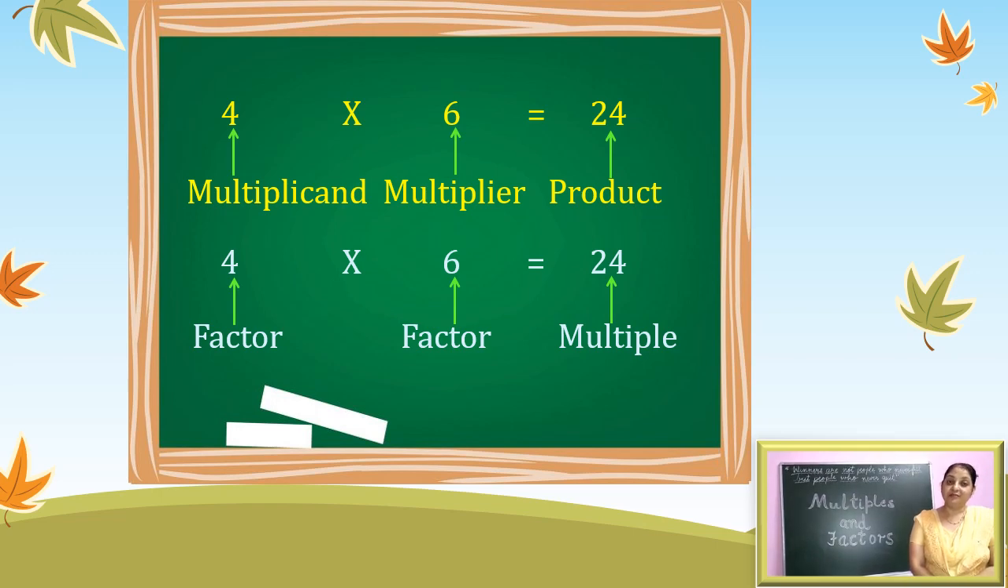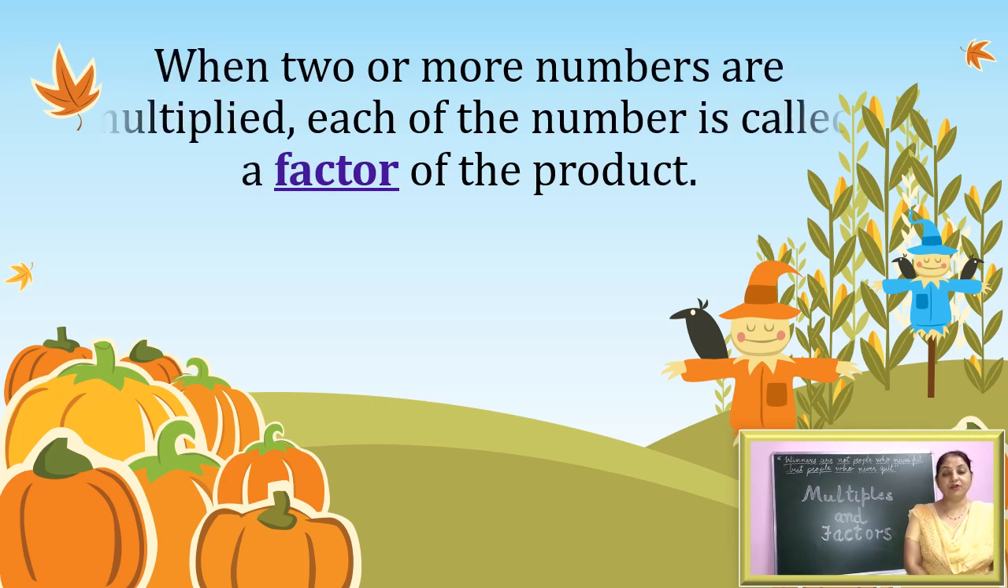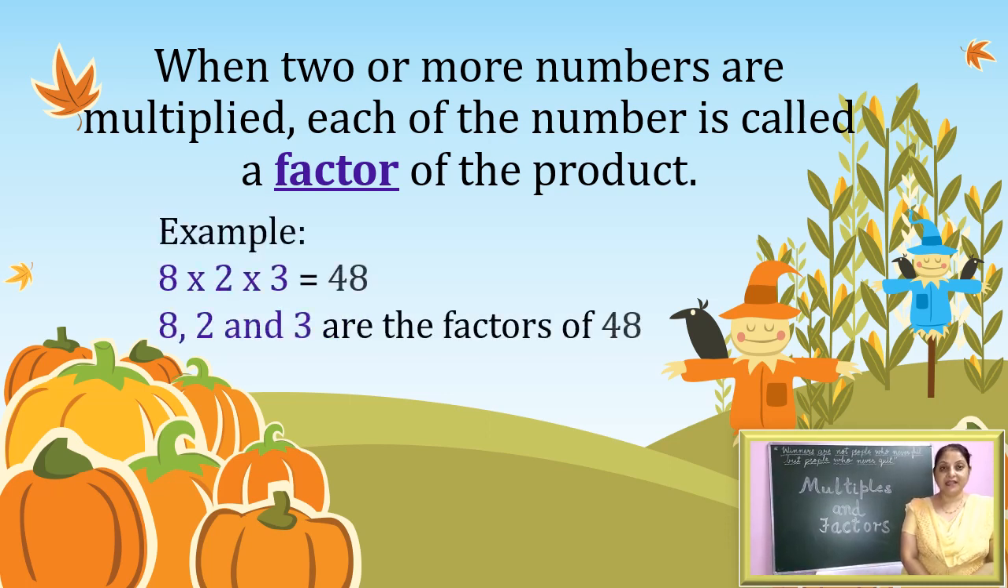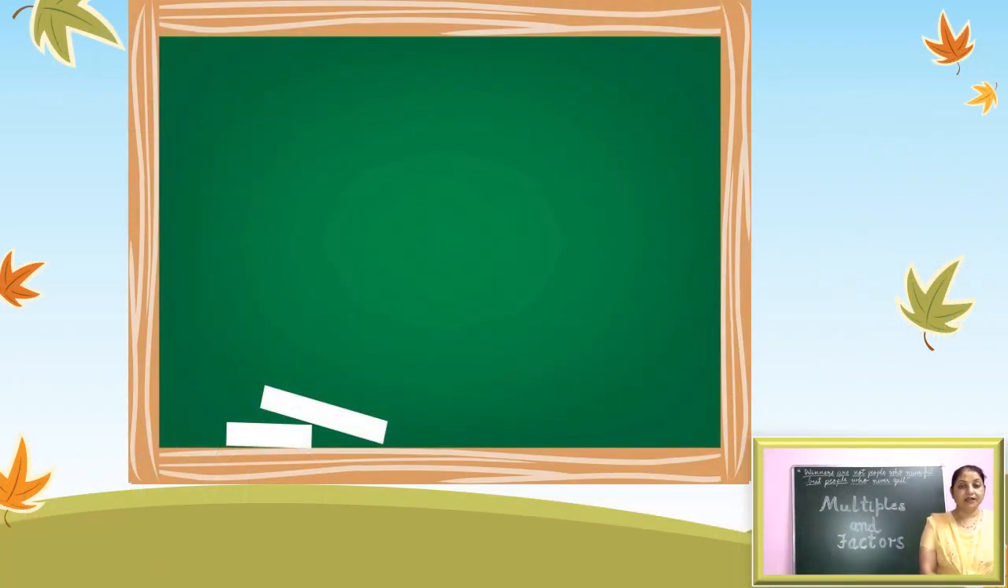So, children, that means we can understand factors in the form of division as well as the product of 2 or more numbers. So we can define factors as: when 2 or more numbers are multiplied, each of the numbers is a factor of the product. For example, when we multiply 8 by 2 and then by 3, the result is 48, and we can say 8, 2 and 3 are the factors of 48. Till now, we learned that we can understand factors in two different ways.